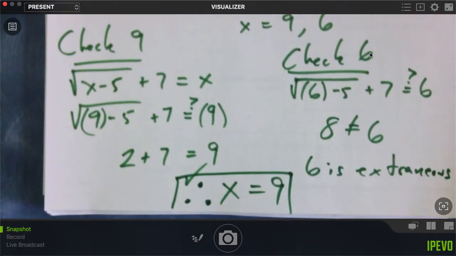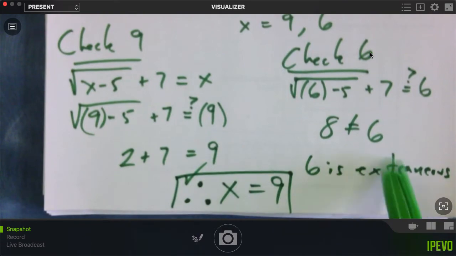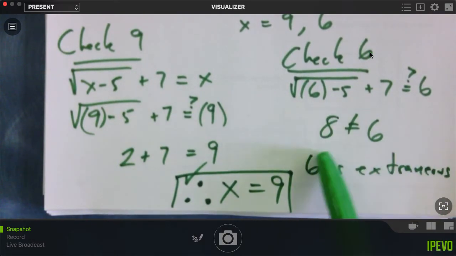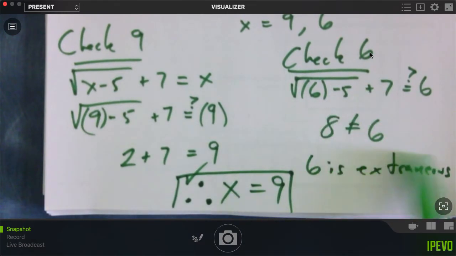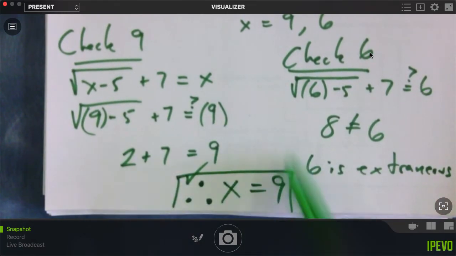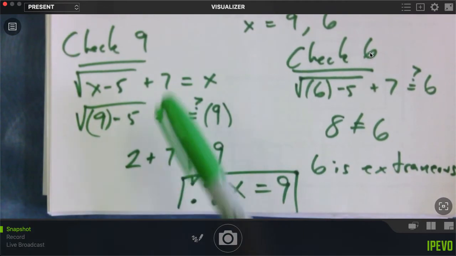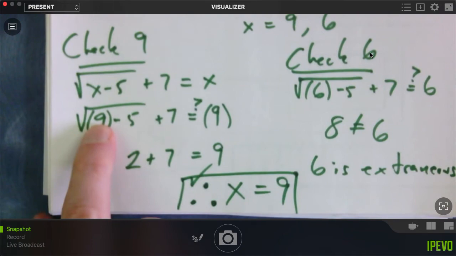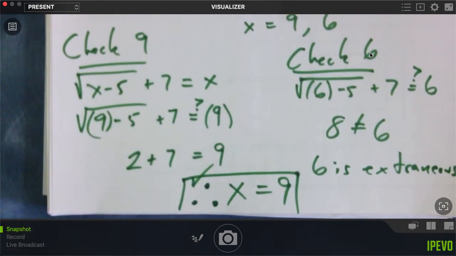It is important for you to say somehow that you're rejecting what doesn't work. You can say 6 is rejected, 6 is extraneous, 6 is not a solution, something like that. Because if you only do this, it's implied that you got it. But it needs to be clear, because maybe this is lucky, maybe you forgot to check. Just make sure you show your steps. You don't need to do every single step, but you do need to show your work.